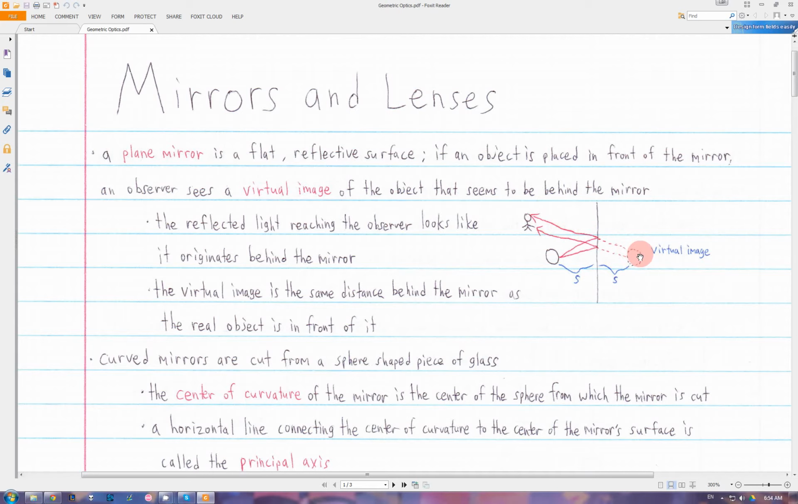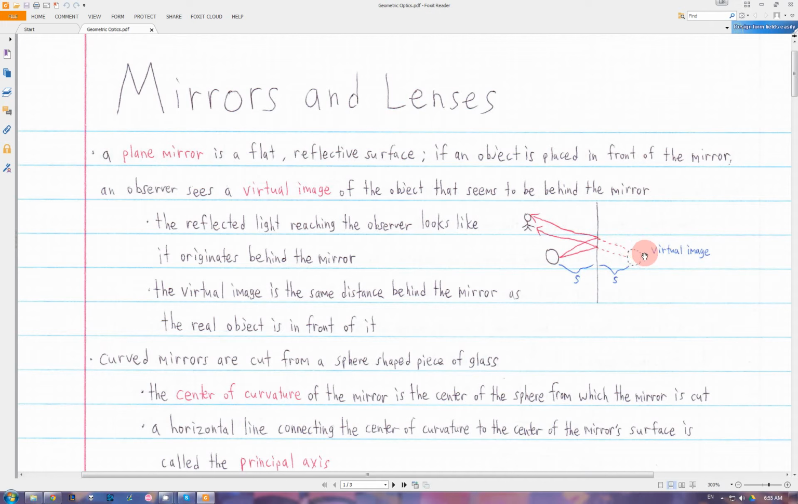An image can be either virtual or real. And we say the image is virtual if the light rays only appear to diverge from that point. They never actually pass through the image. A real image is formed when the light rays actually pass through it. They actually do diverge from that point. So again, an image forms when light rays either diverge from or appear to diverge from a single point.